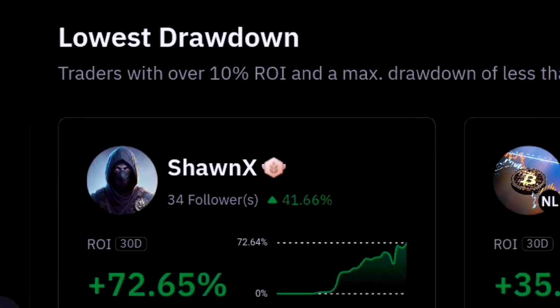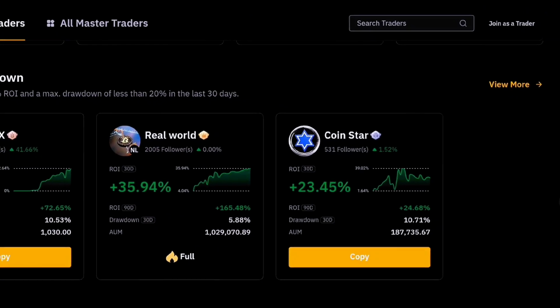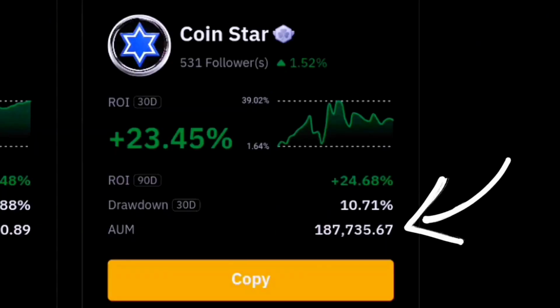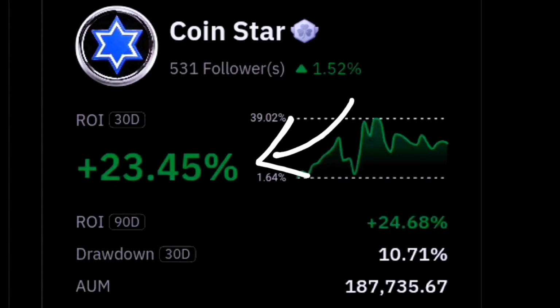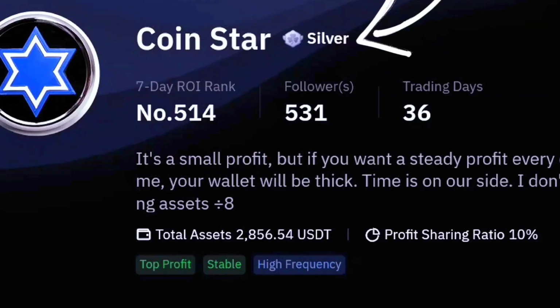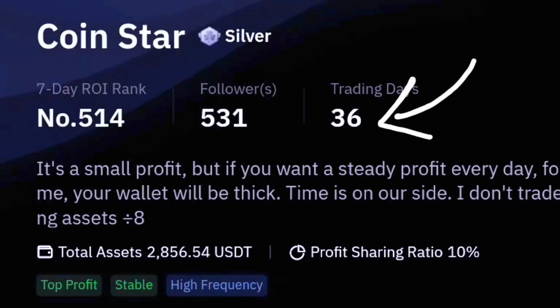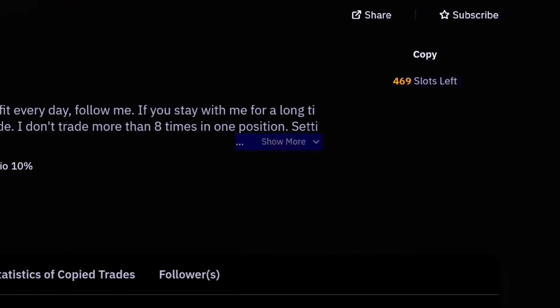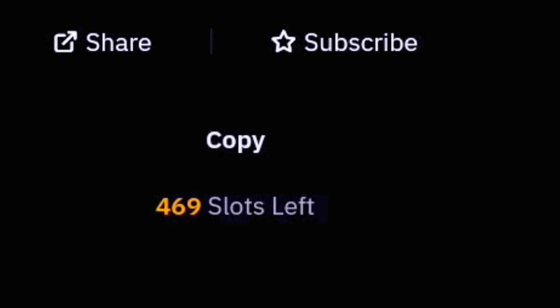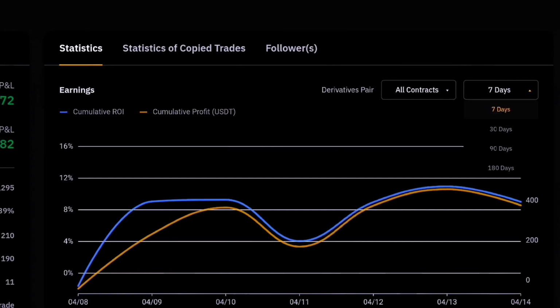Under the lowest drawdown category, one of the traders that has caught my eye is this one called Coinstar. The assets under management are $187,000 and the ROI is plus 23%. This one has a silver icon, total number of followers 531, 36 trading days, which is not so bad. You can see the number of slots open, setting everything by 90 days.